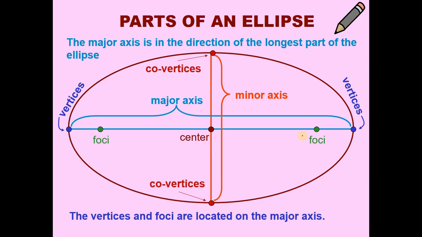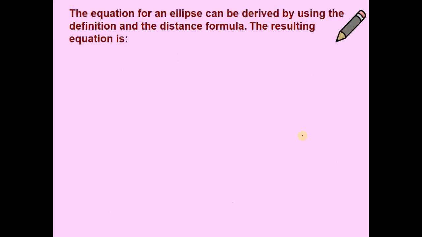And to remind yourself, how are you going to remember this? Well, co-vertices, I like to think of them as the co-pilot. They're the second part of the vertices, so they're the second one. They're smaller, something along those lines. That way you can remember which one is the minor axis and which one's the major.